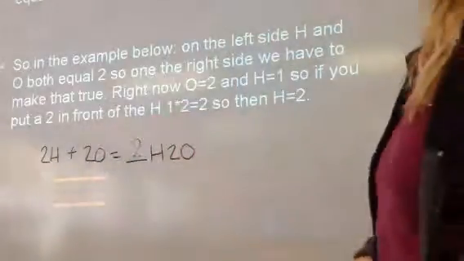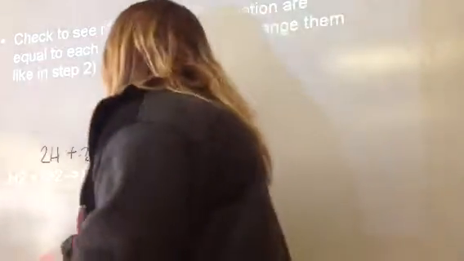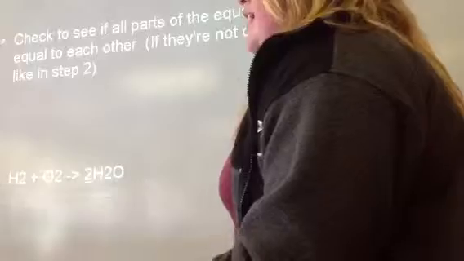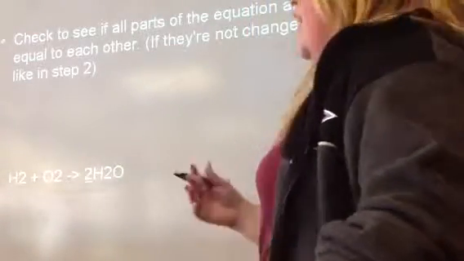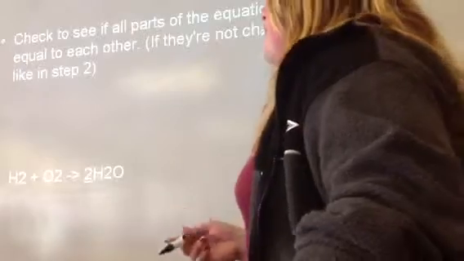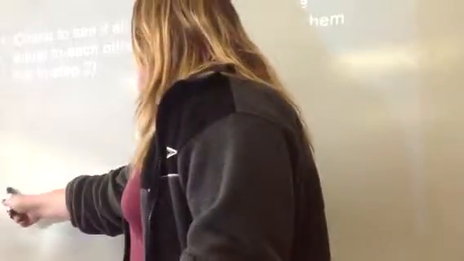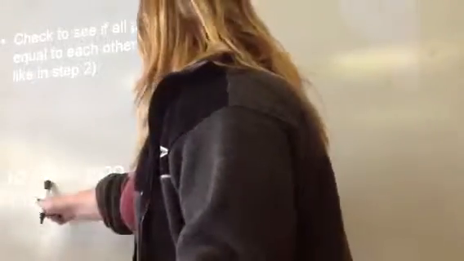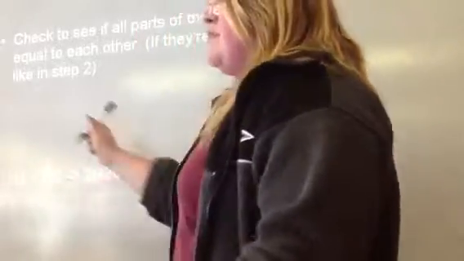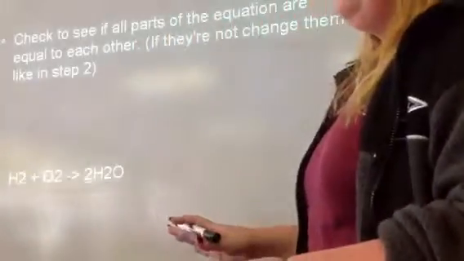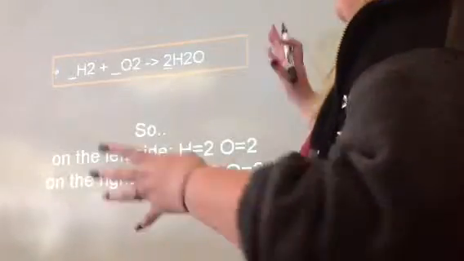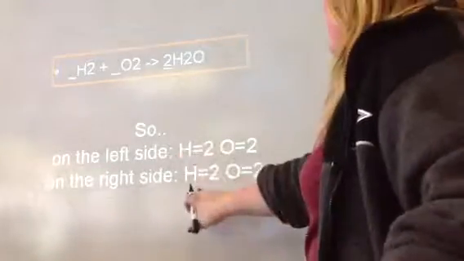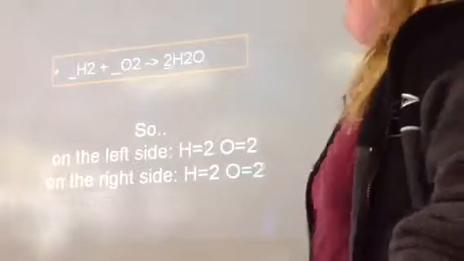Let's go to the next slide. And if you're confused, just ask. It's okay. So check to see if all parts of the equation are equal to each other. So here we have 2H, 2H, 2O, and 2O. So that means the whole entire equation is equal. Does that make sense? Okay. So then this should be your answer.